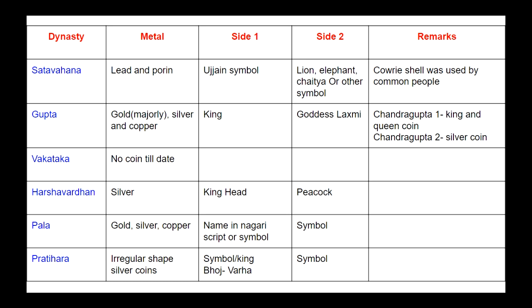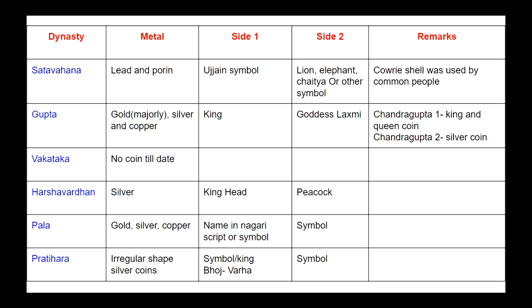On one side of the coin we find the head of the king, and on the other side we find a peacock. Then the Pala issued gold, silver, and copper coins, and on one side the name of the king was written in Nagari script or a symbol, and on the other side there was some symbol.